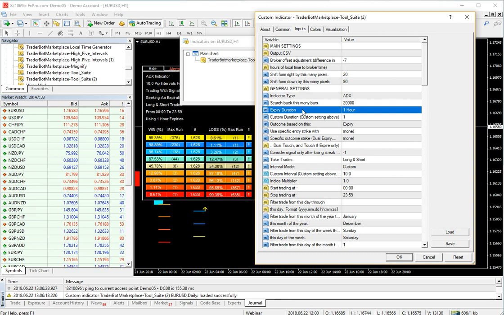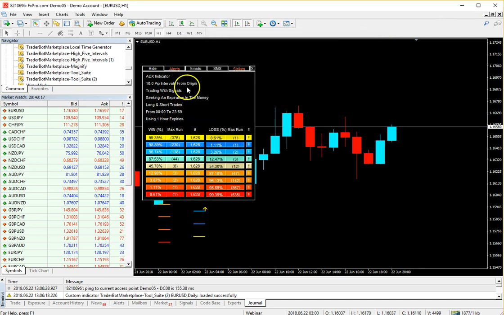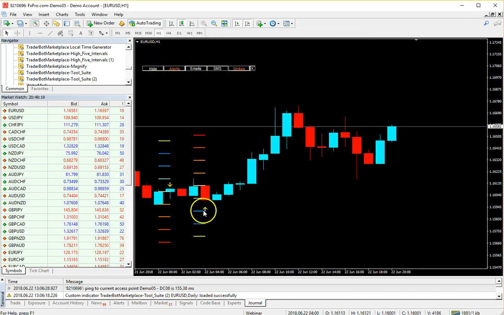What the probability tool suite will show you is how often a specific signal wins or loses over a specific period of time. Now, this specific period of time is the expiry duration. Now, right now we're looking at a 1 hour chart. Let's go down here. Click out of here. Hide. We're going to look at a 1 hour chart.